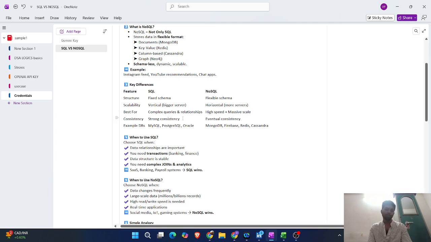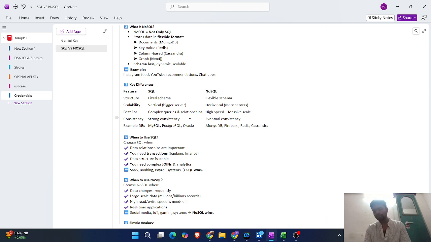SQL is best for complex queries and relationships. Relationships meaning inner join, outer join, and all those things, right? So for complex things, we have to use SQL. And NoSQL is high speed, like Instagram and so on. Those have to be extremely fast, so they go for NoSQL. And it's also horizontal scaling, not vertical scaling, so you can easily add other machines and use them.